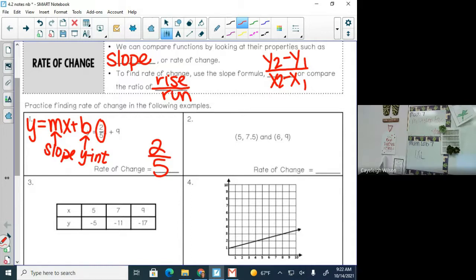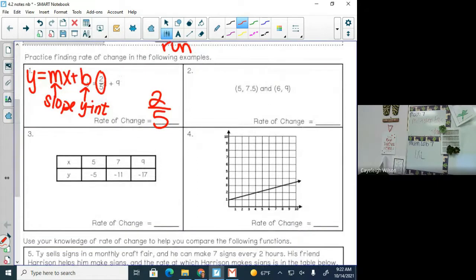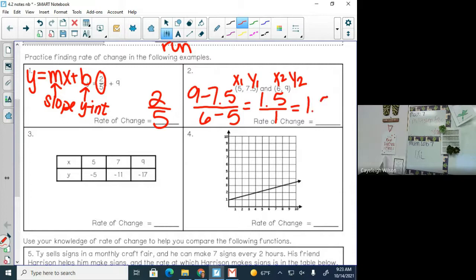So the slope is the number that's in front of the x. All right, number 2. How would I have to find my slope on number 2? Trevor? Slope formula. Because this is the first point, so I'm going to label it x1, y1. This is the second point, so x2, y2. So 9 minus 7.5 over 6 minus 5. So y2 minus y1 over x2 minus x1. So that's 1.5 over 1, which is 1.5. What fraction is 1.5? Which is what improper fraction? 3 over 2.